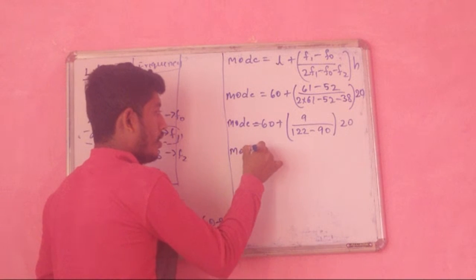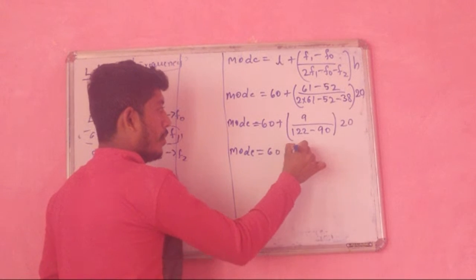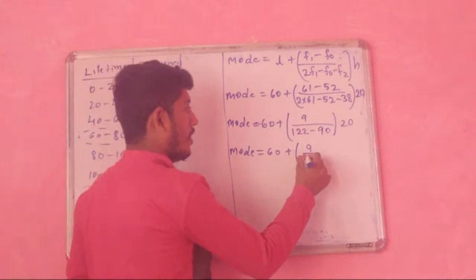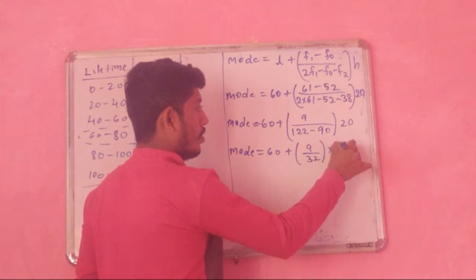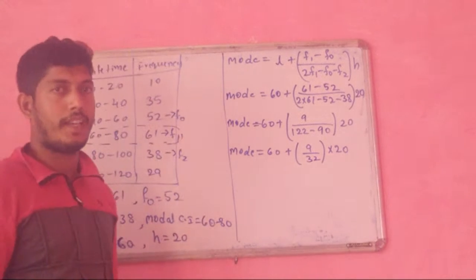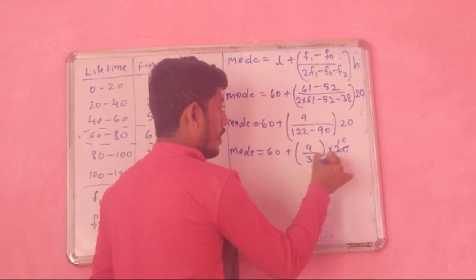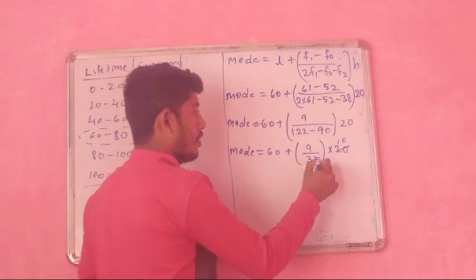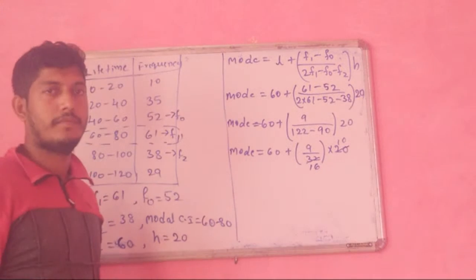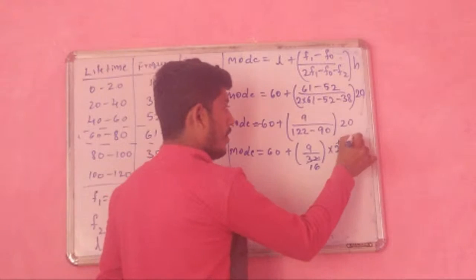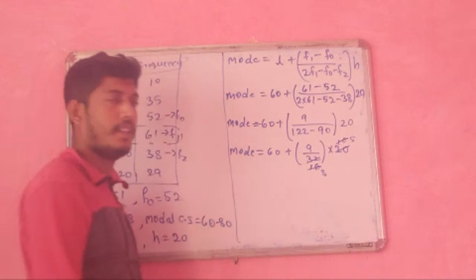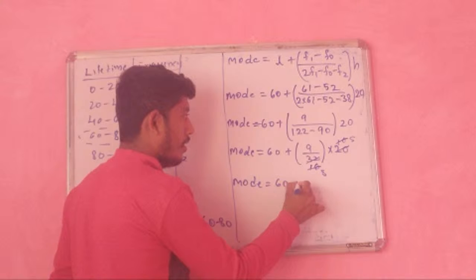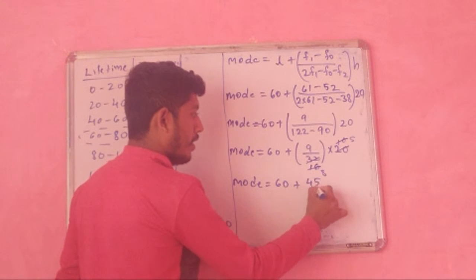Then mode equals 60 plus 9 by 122 minus 90, which gives 32 as the answer, into 20. Now if you want, you can cancel. 2 tens are 20, 2 ones are 2, remaining is 1, it becomes 12, 2 sixes are 12. Then 2 fives are 10, 2 eights are 16. Therefore mode becomes 60 plus 9 fives are 45 divided by 8.